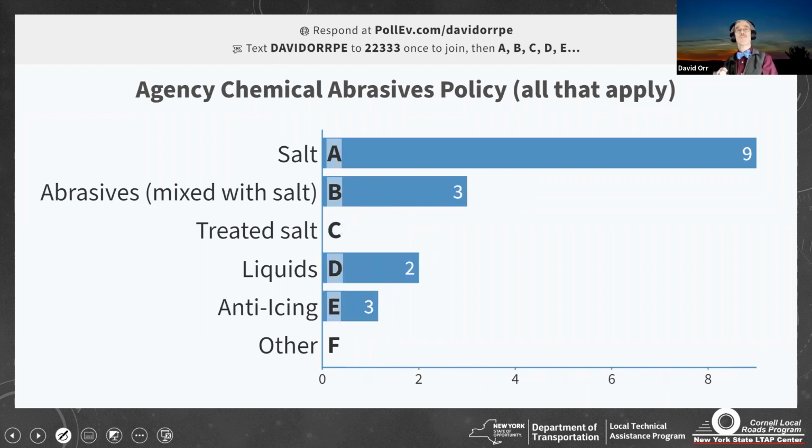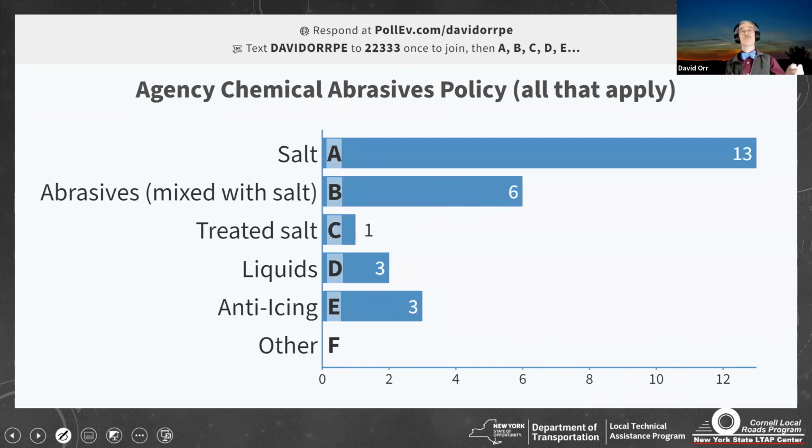Do you have some abrasives in your mix? Okay, you probably do. You probably need to have some available on a really, really cold day. Or if you get an ice storm event, you may want to put some abrasives down short term.